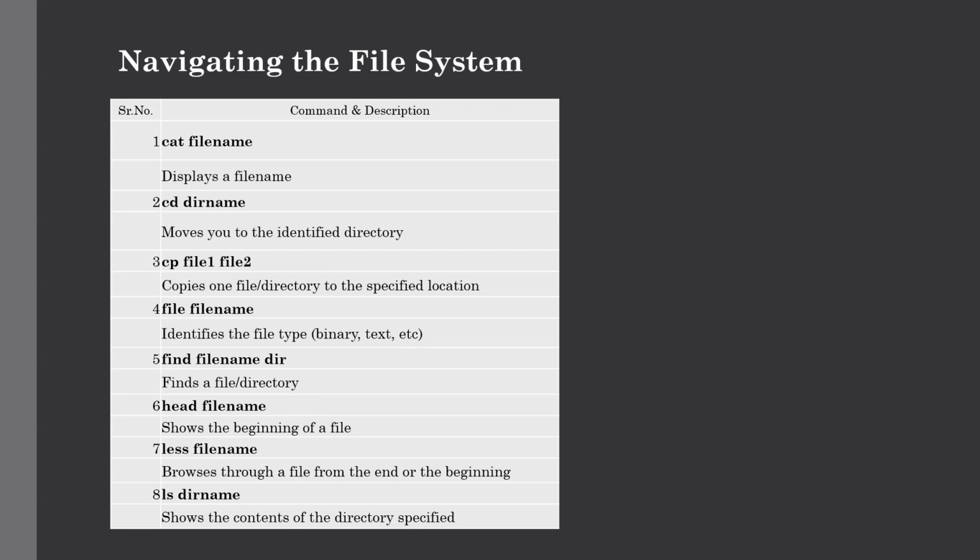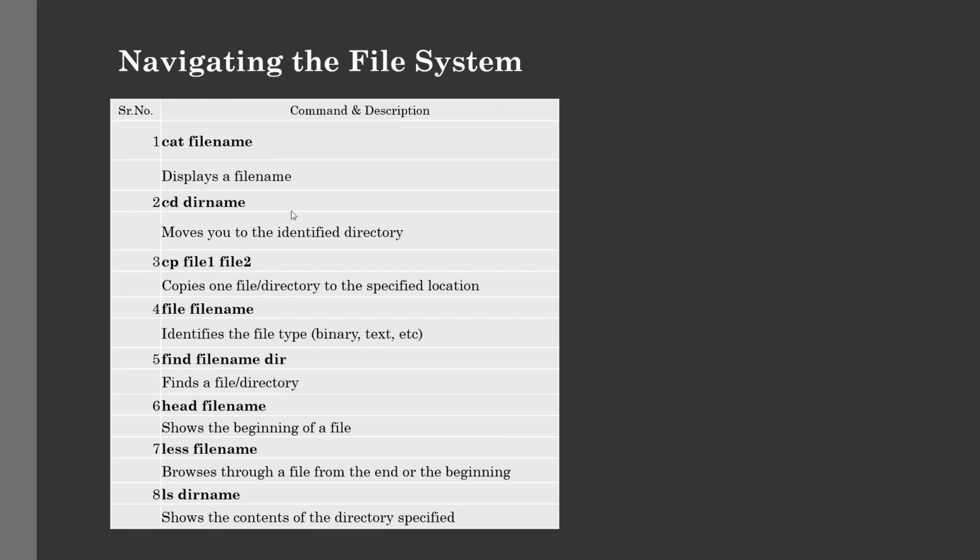So the next topic will be navigating within the file system. It doesn't need any introduction because we have already covered this topic, but let me complete it very quickly. These are all the commands that we will use for navigating within our file system. The first one is cat, which displays the content within a file. The cd command will be used for changing the directory.